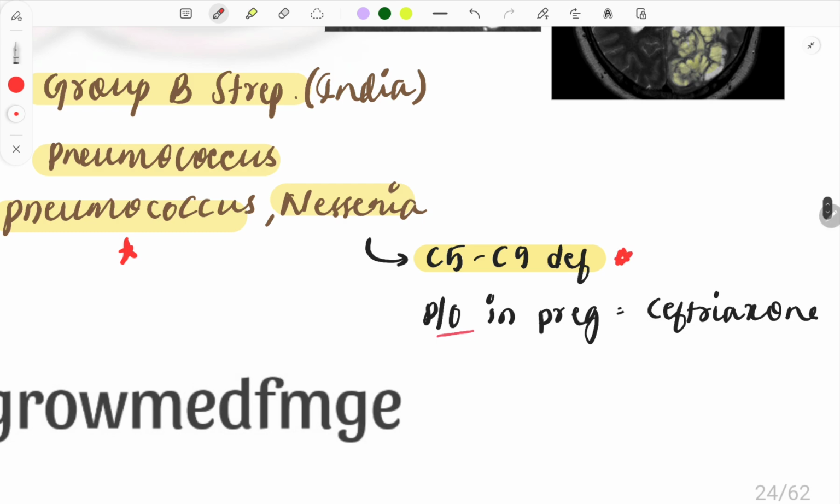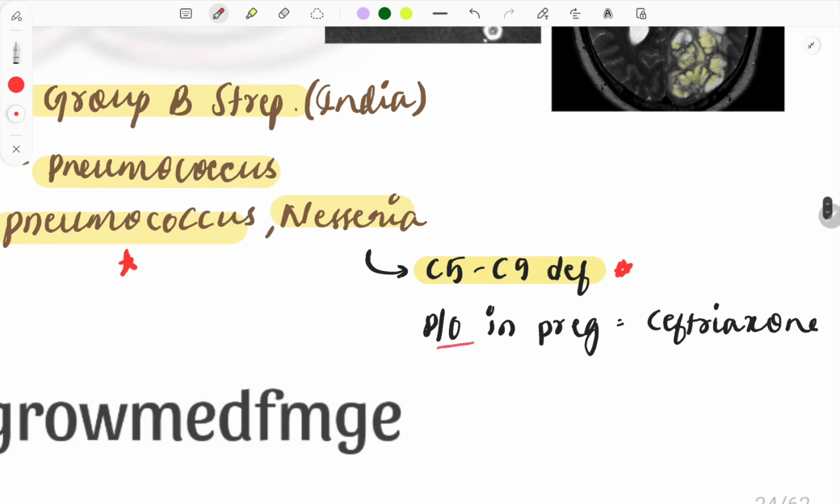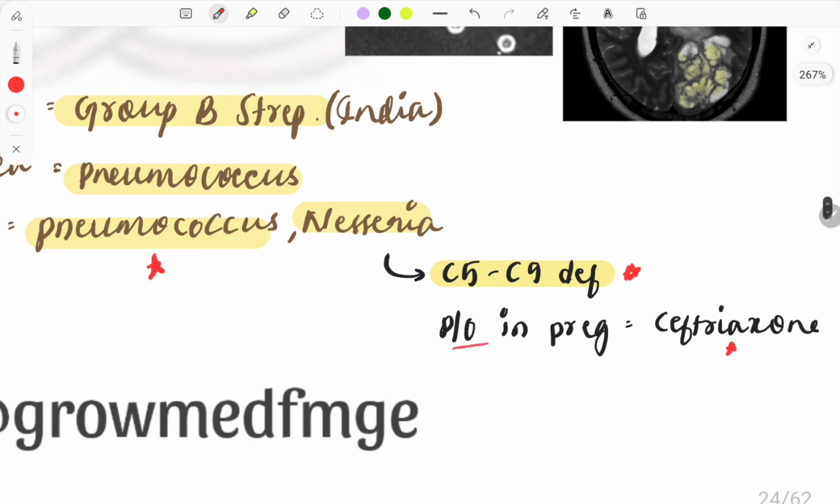This is a patho question: C5-C9 deficiency will cause which of the following diseases. And in case of prophylaxis in pregnancy, we will be giving ceftriaxone, again important from pharmacology.